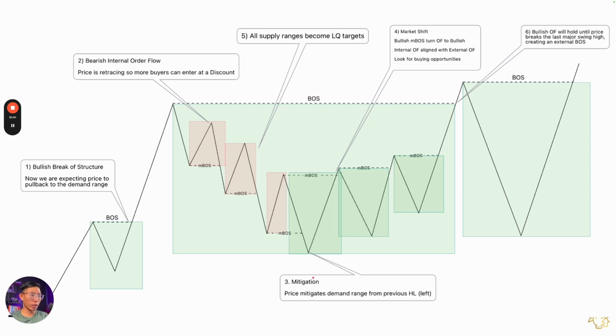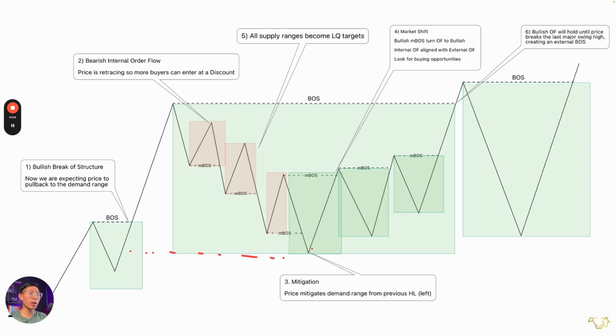And look at the third step. This is where price has managed to mitigate the demand range from the previous higher low. So this is the previous higher low, and this is the demand range that was within that previous higher low. And look at what price did. Price has managed to come back down here and touch into this demand range from the last higher low, grabbing demand.